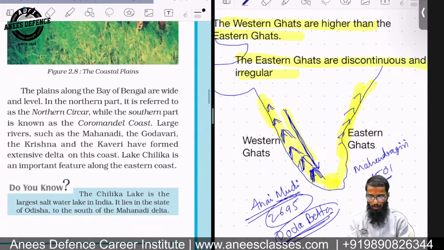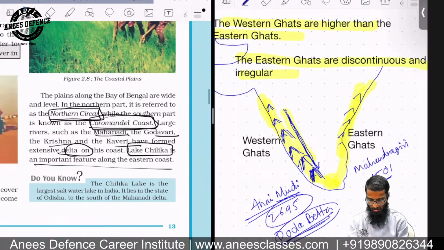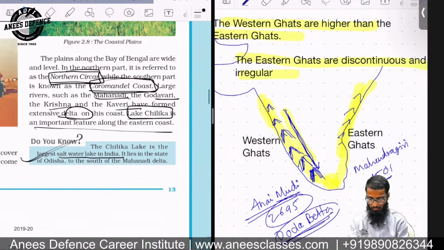The plains of the Bay of Bengal are wide and level. The northern part is referred to as the Northern Circars, while the southern part is called the Coromandel coast. The Mahanadi, Godavari, Krishna, and Kaveri form extensive deltas in this region. Lake Chilika is important on the eastern coast. It's the largest saltwater lake in India.